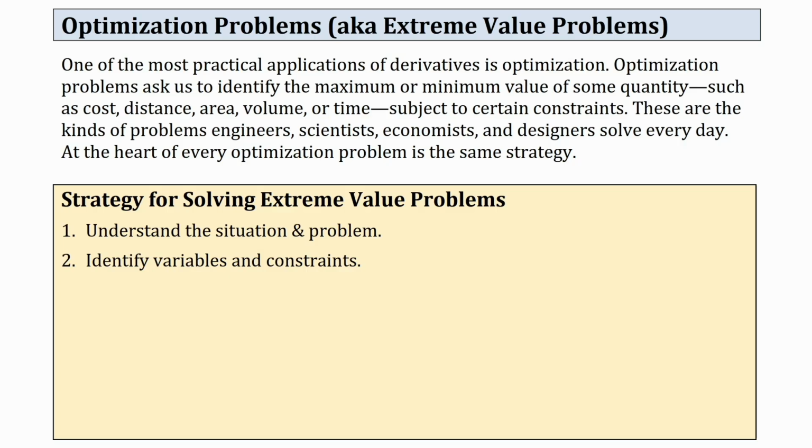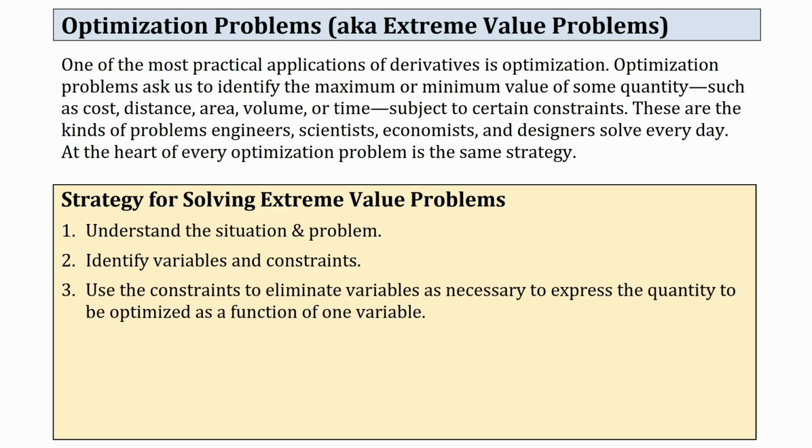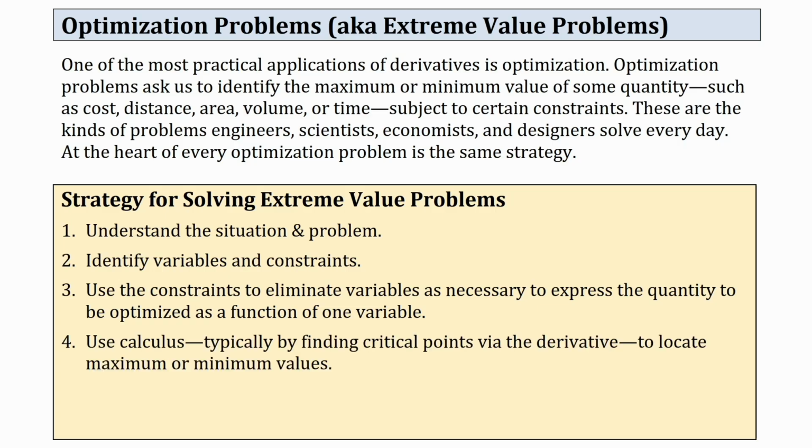After we've done that, we are going to use the different equations and constraints to try and eliminate variables as necessary to produce a function of one variable, and then we're going to optimize that function, find the maximum or minimum in the situation. After that, if you're pretty good with a lot of the calculus we've done, it might be a little bit of autopilot, because it's just using calculus to find critical points, using the derivative, and then using that to find maximums and minimums.